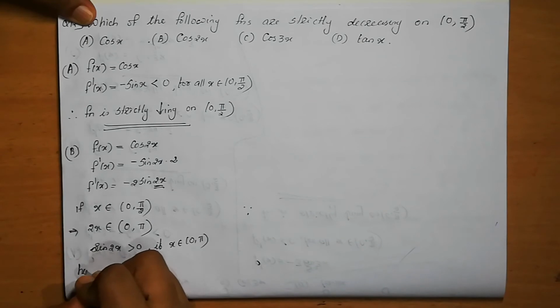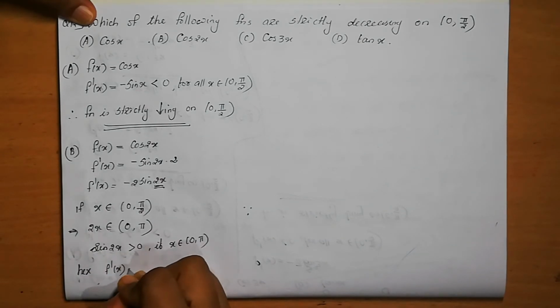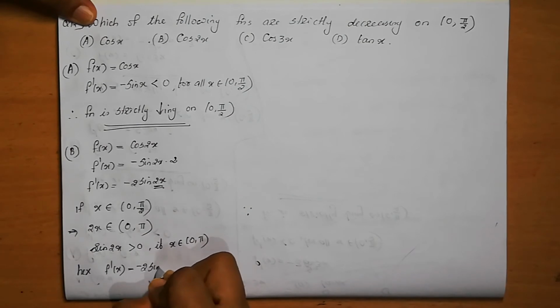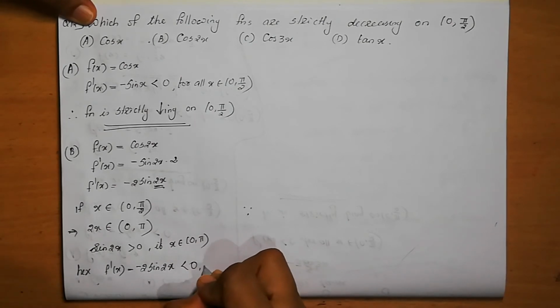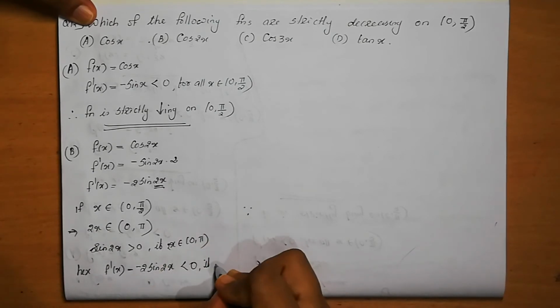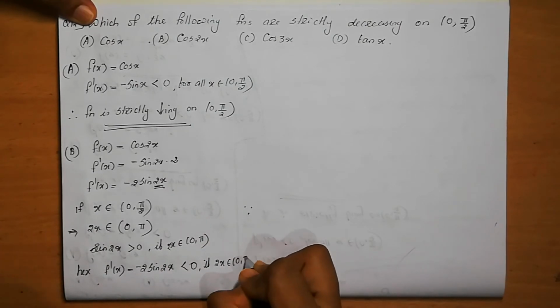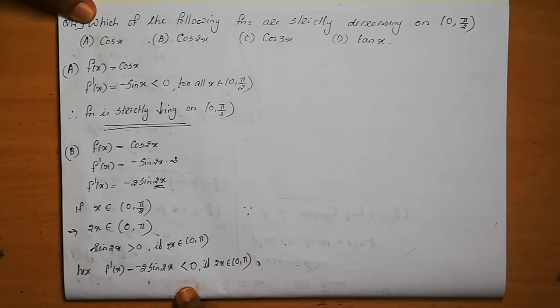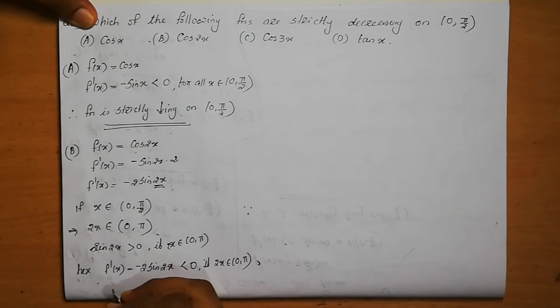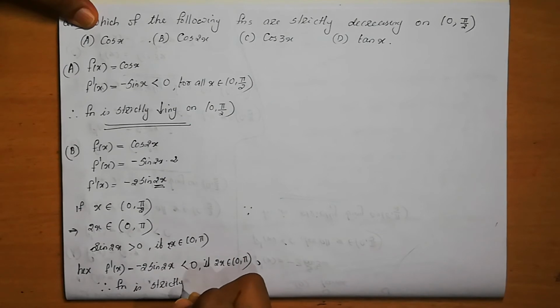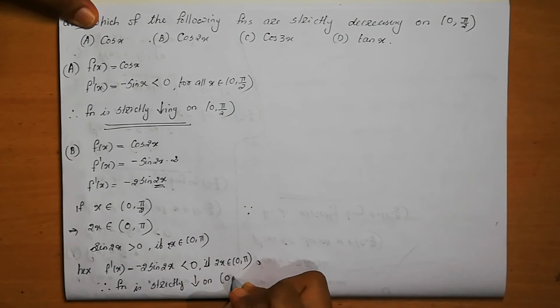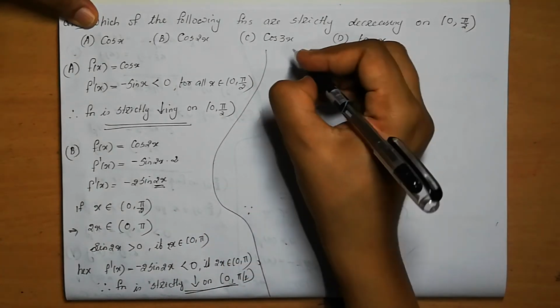So here f dash x equal to minus 2 sin 2x. The sin 2x value is greater than 0 only. Because of this minus, what will happen? This becomes less than 0, right? So what we can write? Less than 0 if 2x belongs to 0 to pi. So what we can conclude? The function is strictly decreasing on 0 to pi by 2 we can write. Therefore, function is strictly decreasing on 0 to pi by 2 we can conclude. Next, C.